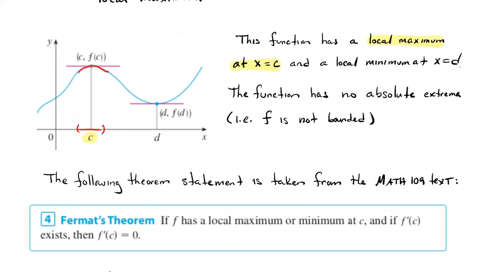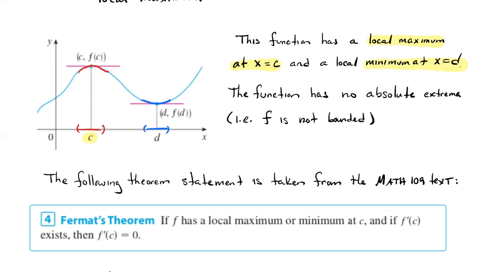Likewise, you can see that there's a local minimum at this point called d. Same kind of idea. It's not unique, but there's some neighborhood around d so that if you only look at the outputs of points in that neighborhood, f of d is less than or equal to all of those things.